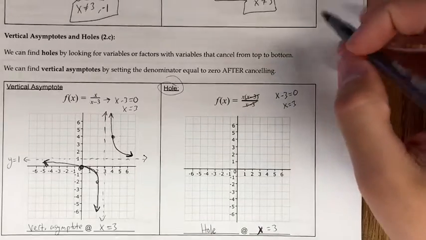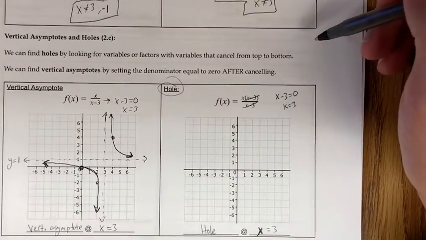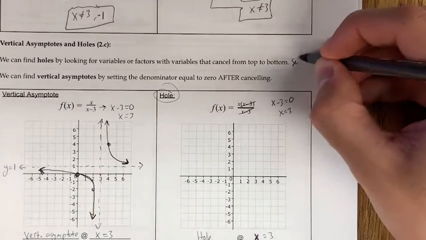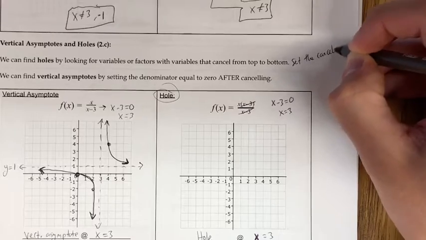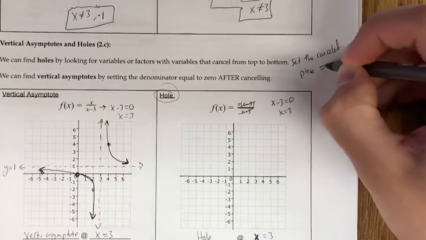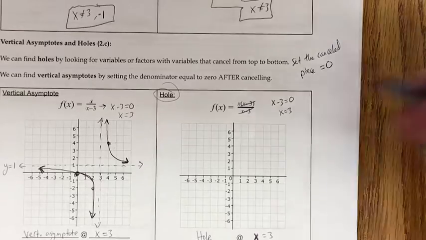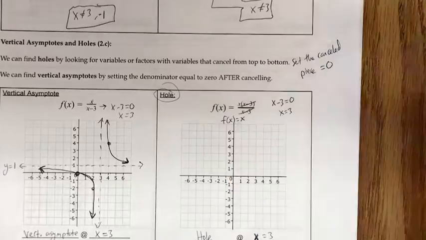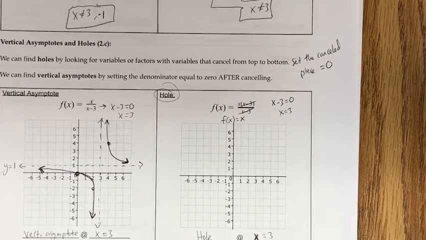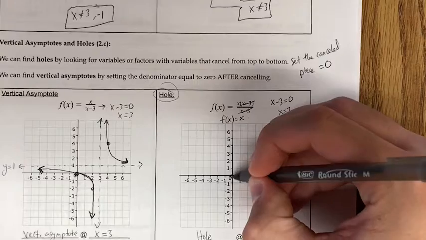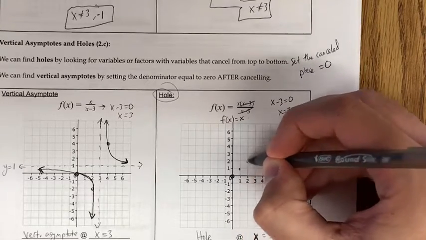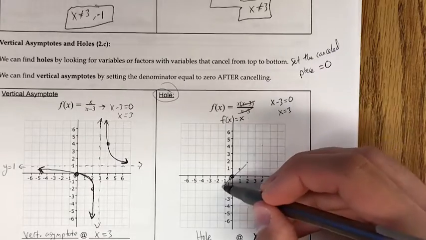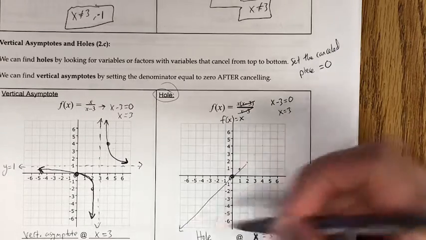So what we do here, we find holes by looking for factors with variables that cancel from top to bottom. Then what we do is we set the canceled piece equal to 0. So now what we have after canceling is f of x equals x. So that's a linear function. So it has y-intercept of 0, slope of 1, so we go up 1 over 1. But we have a hole at 3.